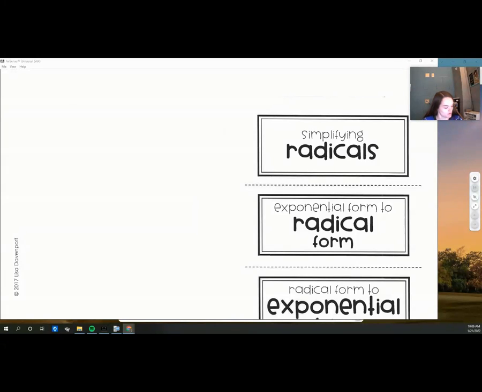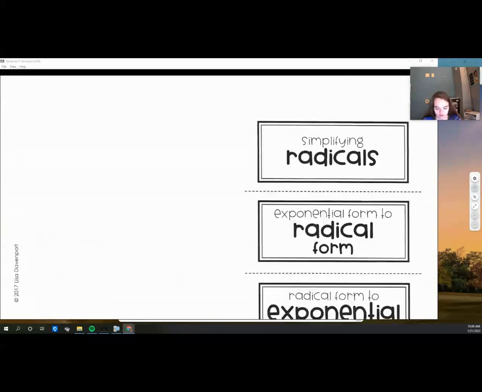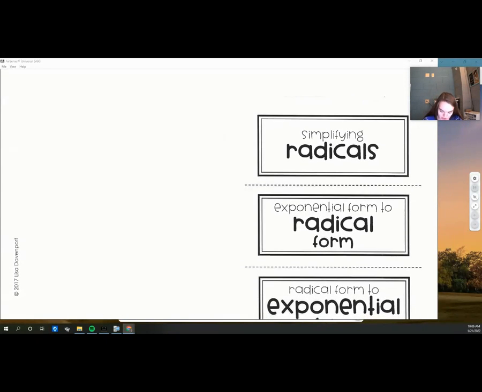Alright, guys. Today we're going to start talking about rational exponents. This foldable looks like this. It's attached to this video. It is going to go in your notebook on page 88.